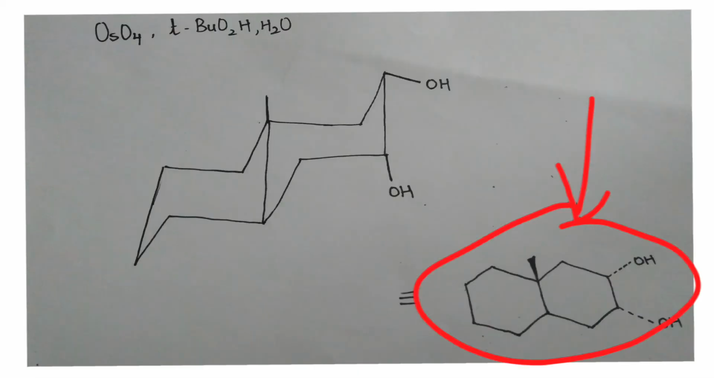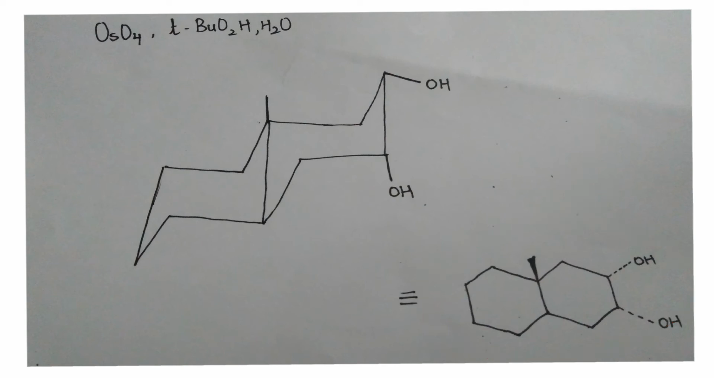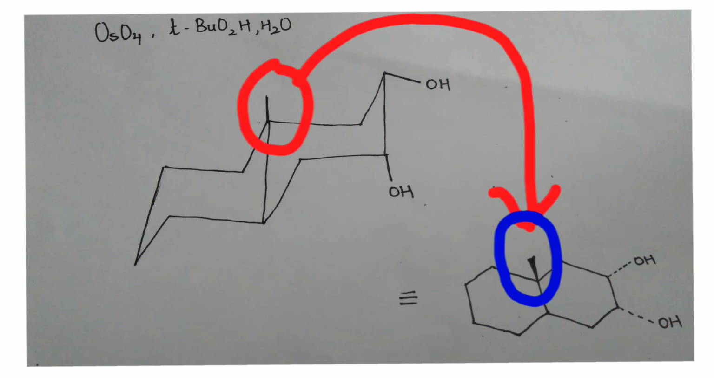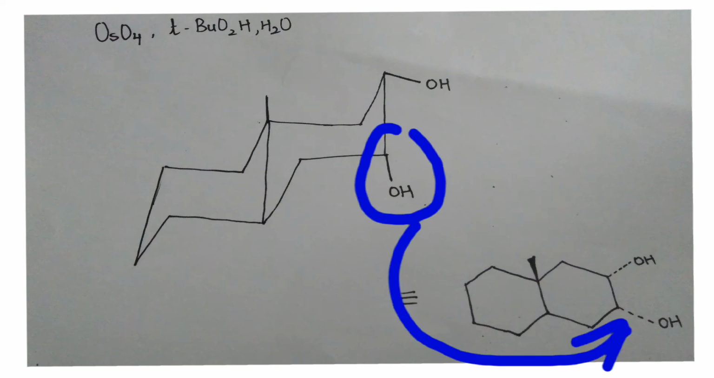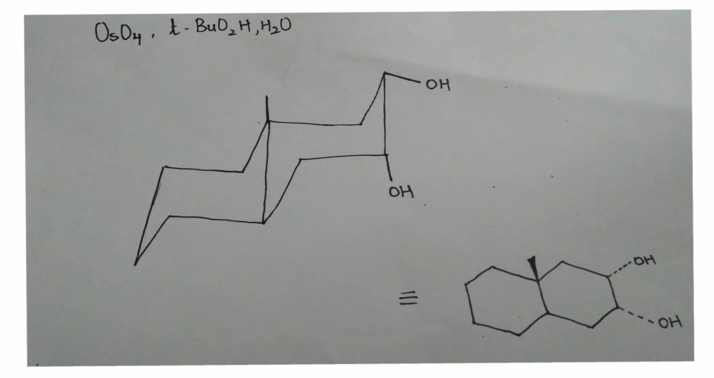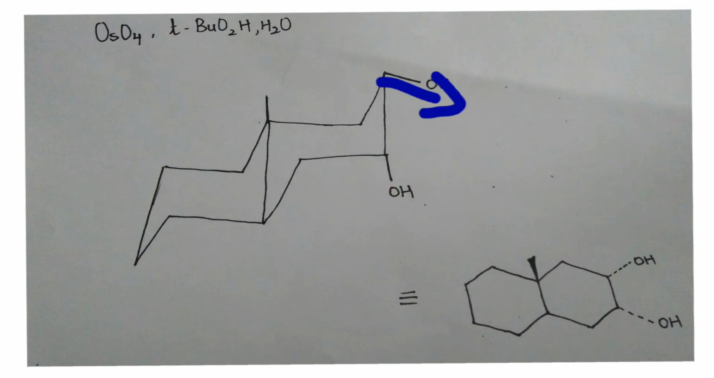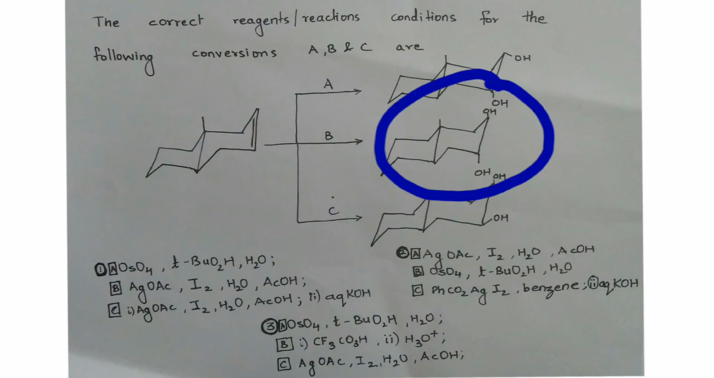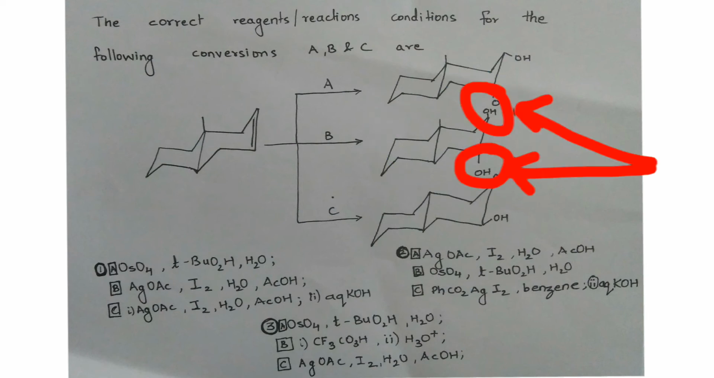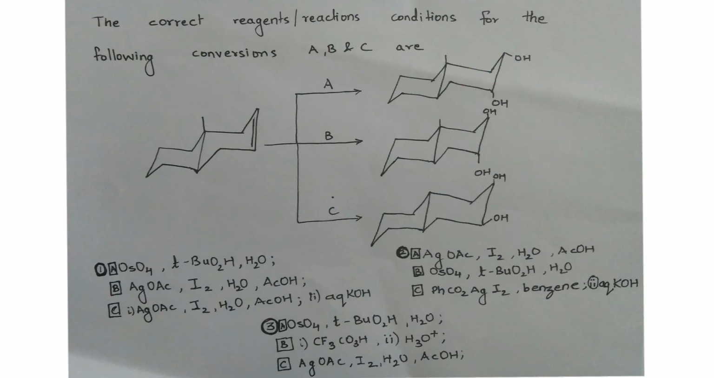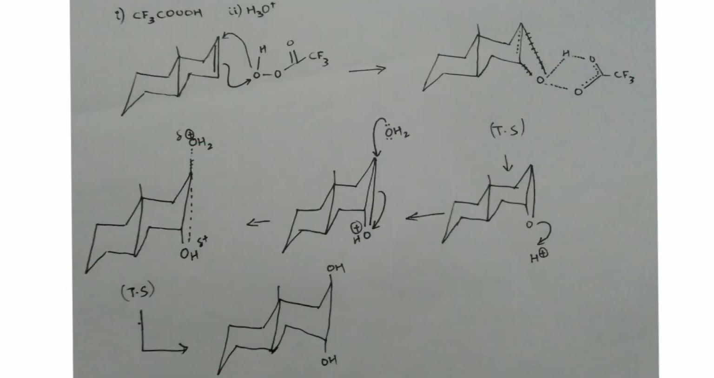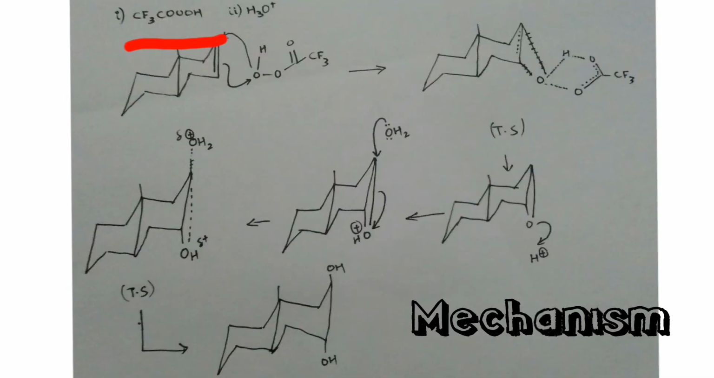When you draw the normal hexagonal shape, the stereochemistry will be this methyl group will be shown above the plane of the paper. This group will be shown below the plane of the paper since it was in axial position here. This will also be shown below the plane of the paper since it is in the equatorial position. When you consider the stereochemistry of this product, these two hydroxyl groups are trans to each other and it is achievable only with the help of trifluoroperacetic acid.